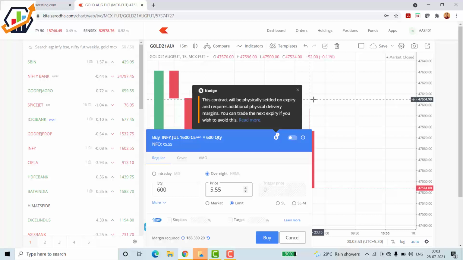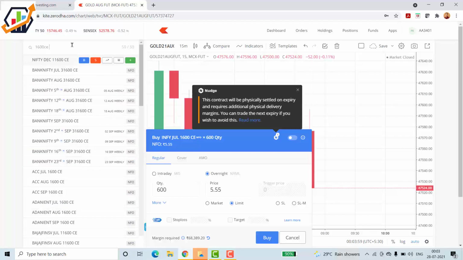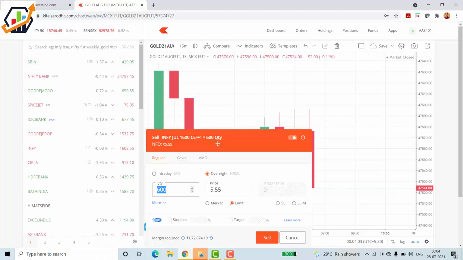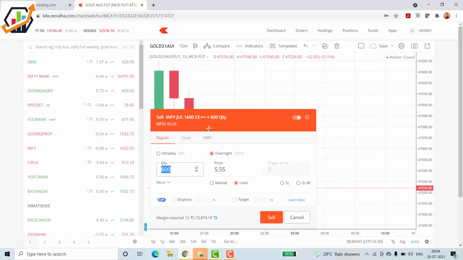And then once you say exit, a red window will open like this, 1600 CE of Infosys, and it is going to show like this once you go for the exit button. So you can exit at whatever price is there at that point of time. Let's say if it has increased, then you can select the limit or the market depending upon your choice at that point of time.